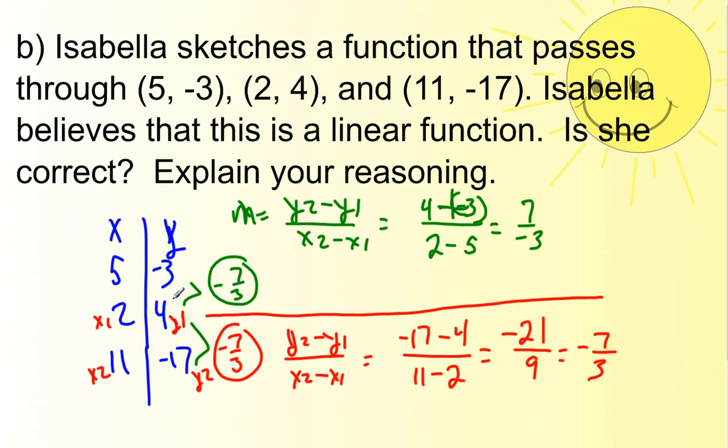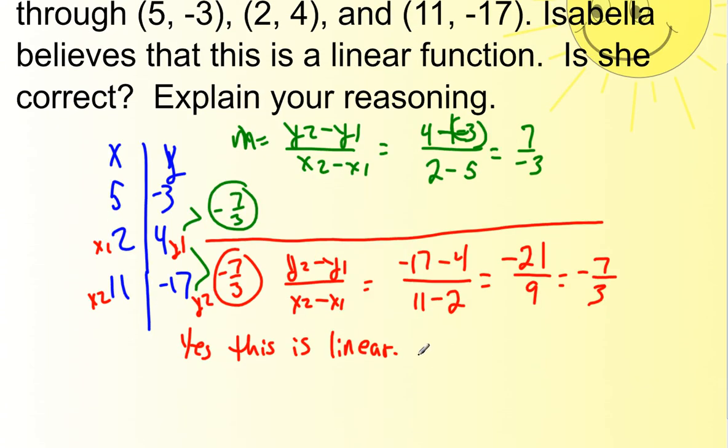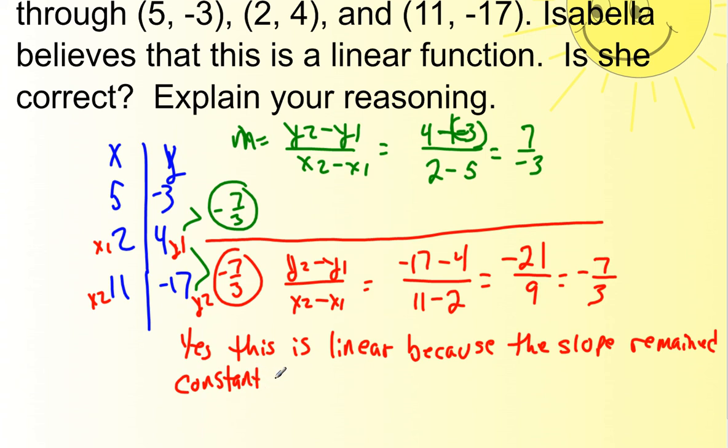So, is she correct? Yes, this is linear. Explain your reasoning. How about this? We'll just continue our sentence. Yes, this is linear because the slope remained constant at 2 different points.